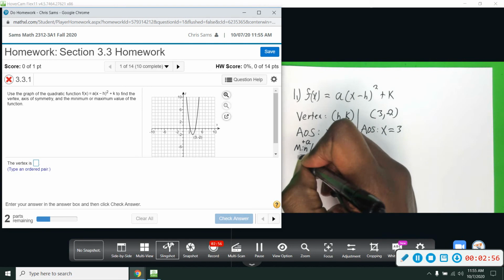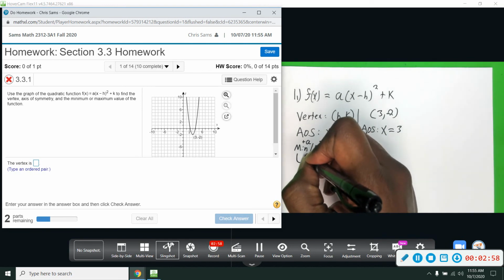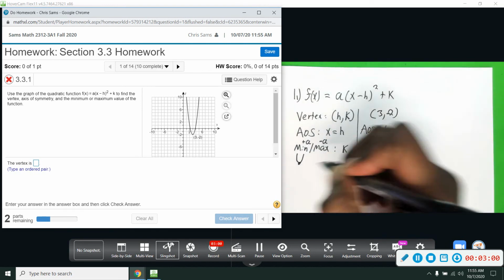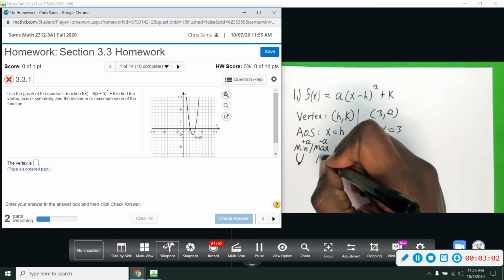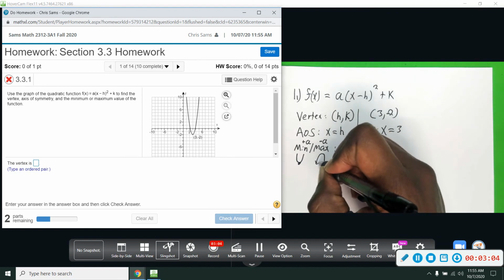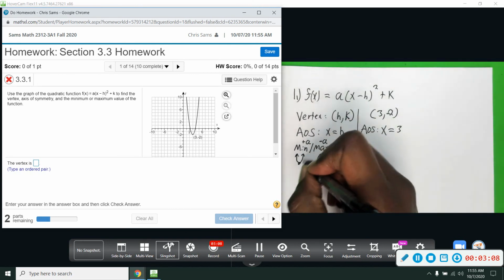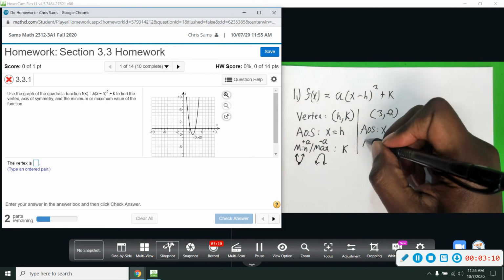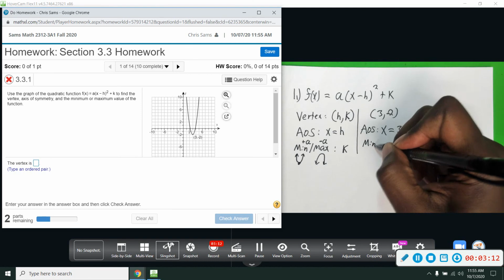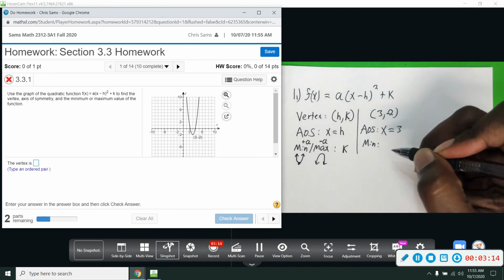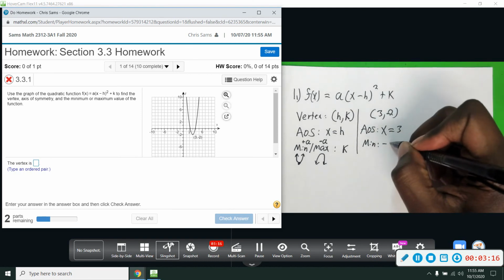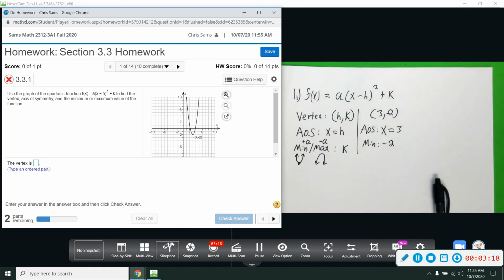All right, and then we don't have an a value to look at. But when it's a minimum, you will notice the parabola is opening upward, having this minimum value. If it's a maximum, it will open downward. So in this image, we can see it's opening upward, so we have a minimum. And that minimum value is -2. That's the lowest point in the y direction.